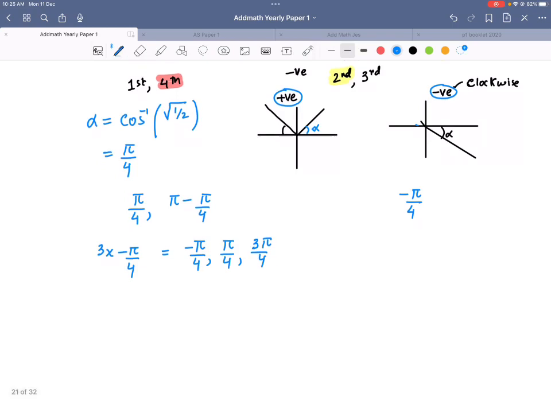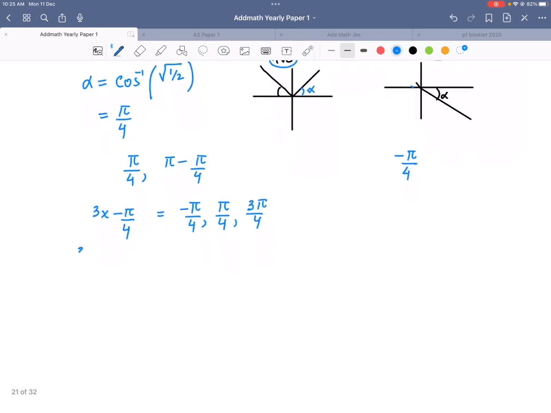Now we need to find out the value for x here. So we are going to equate that 3x minus pi over 4 to all the individual angles. Minus pi over 4 first one. 3x minus pi over 4 equals pi over 4 for the second one. And 3x minus pi over 4 equals 3 pi over 4 for the third one. After that we can simplify.